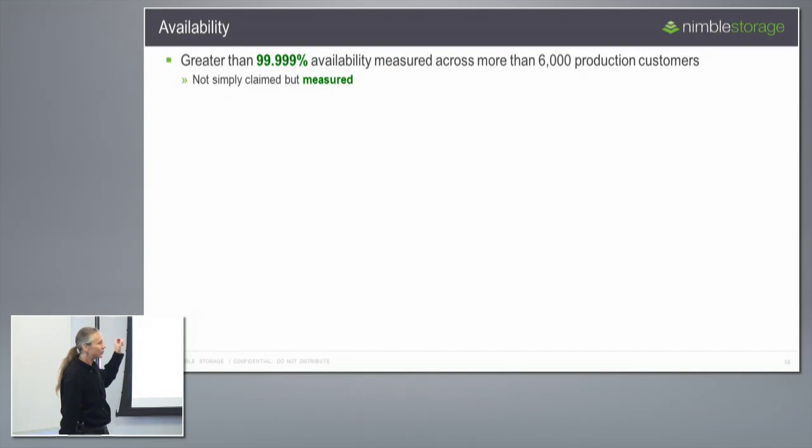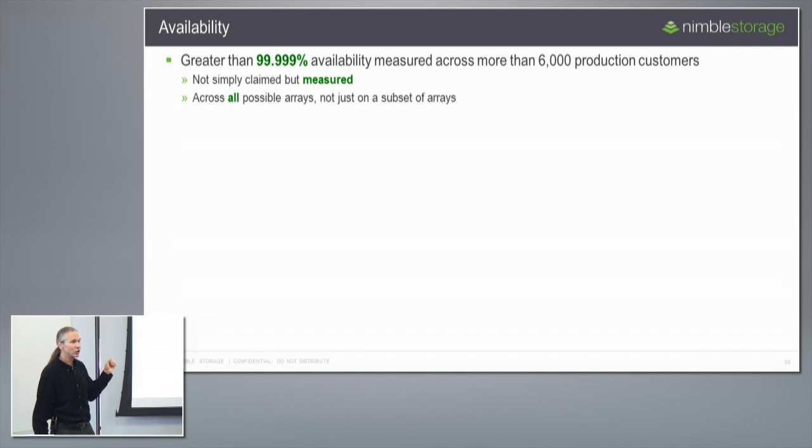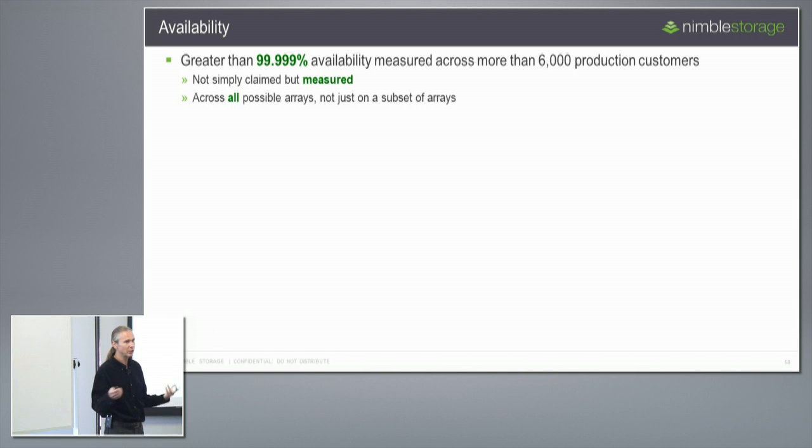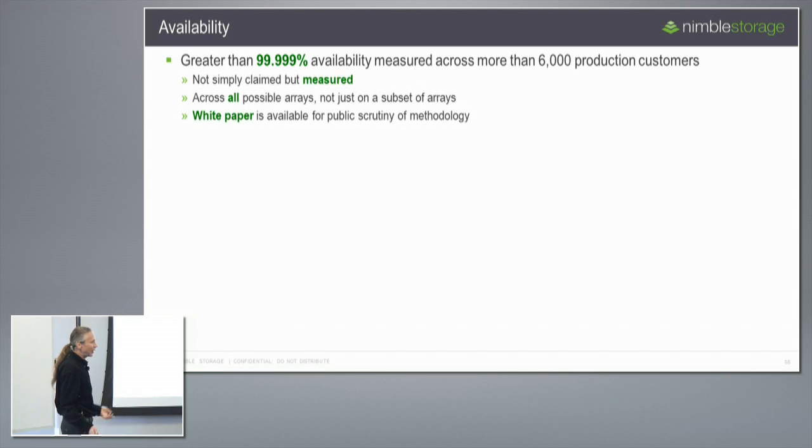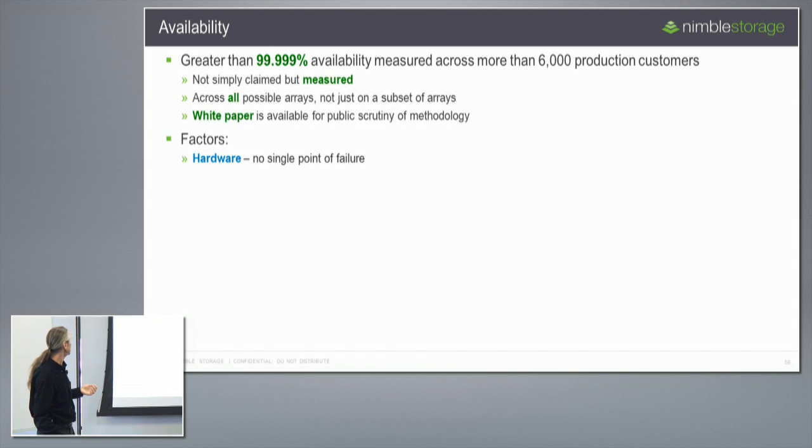So this 5 nines availability, it's not just a claim. We actually measure it across the field. And we measure it across all possible arrays. It's not just a subset of arrays, because you could pick a subset of arrays that just happens to have a high availability. It's across all the arrays. And we have a white paper on it that is available on our website, so anybody can check our methodology.